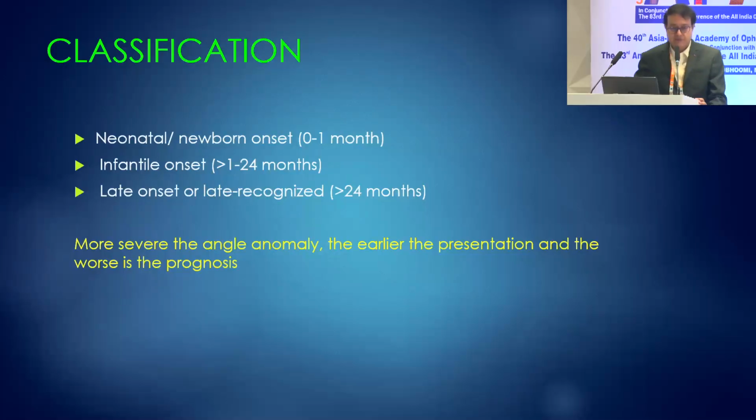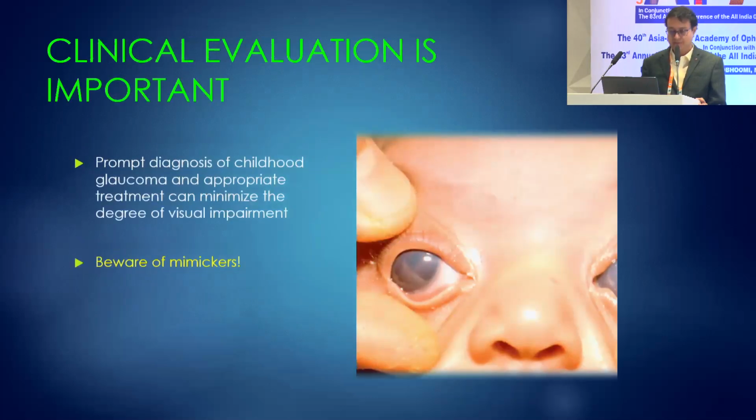So the classification according to the age of onset: it can be neonatal or newborn onset when it is within 0 to 1 month, infantile onset between 1 to 24 months, and late onset or late recognized when it is more than 2 years. And it is important to understand that the more severe the angle anomaly, the earlier is the presentation and the worse is the prognosis. Hence, the condition should be detected at the earliest stage and appropriate surgery should be employed.